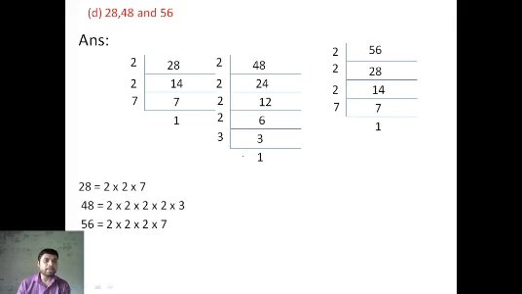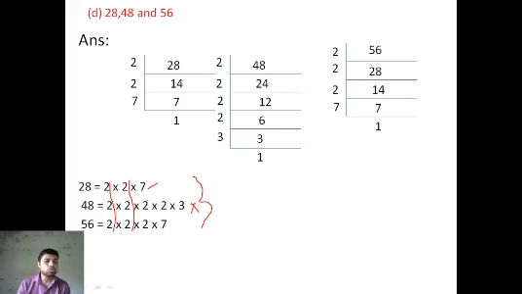Now what will you do? Just write their prime factorization. Now among these prime factorizations, we will find what is common. Look, here 2's are common. Next here 2's are common. Look here, 7, but in 48 there is no 7. That's why 7 is not common.